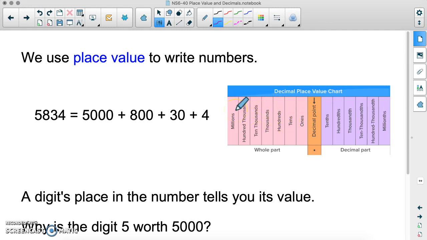So if we have the number 5,834, in expanded form, this would look like 5,000 plus 800 plus 30 plus 4. So we use place values to write numbers. That means that where a digit is placed in the number tells you its value. So because in this number, the digit 5 is in the thousands place, it has to be worth 5,000.